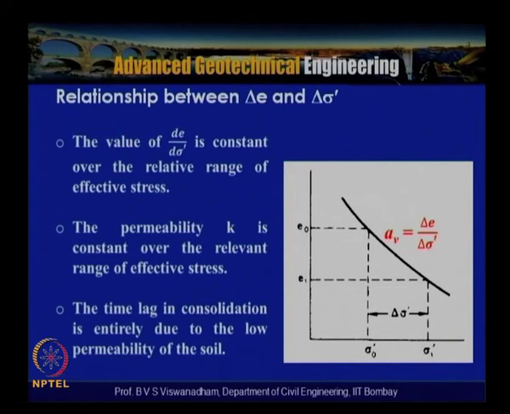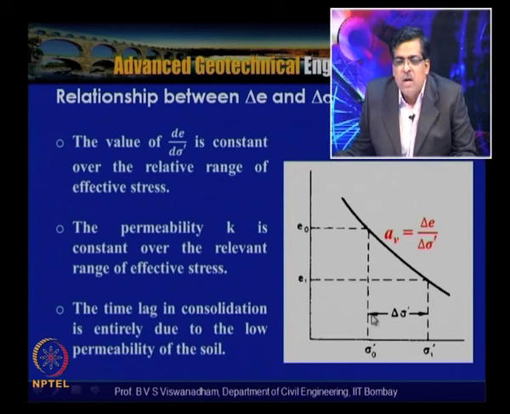So initially if you have a void ratio, say e naught, at sigma naught dash, the moment delta sigma is applied, sigma 1 dash is now nothing but sigma naught dash plus delta sigma. Because of the increase in effective stress in the soil, there is a reduction in the void ratio from e naught to e 1. So e naught minus e 1 is nothing but de or delta e.